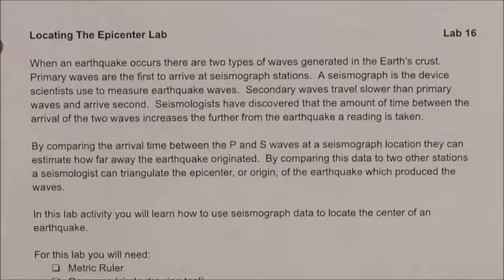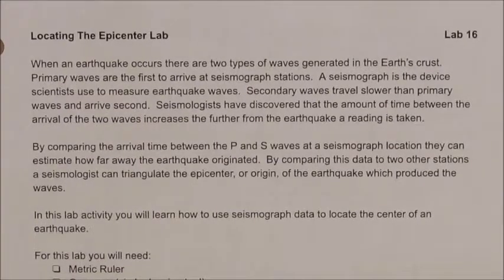Okay, in lab number 16, we're going to use seismograph data to figure out the epicenter, or location, where an earthquake happened. When the earthquake occurs, there are two types of waves generated in the Earth's crust. Primary waves are the ones that arrive first, and secondary waves arrive next. Secondary waves always travel slower, so the further away you are from an earthquake, the arrival time between the primary wave and the secondary wave will increase.